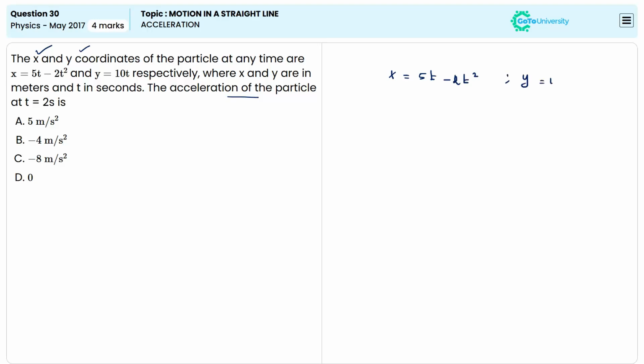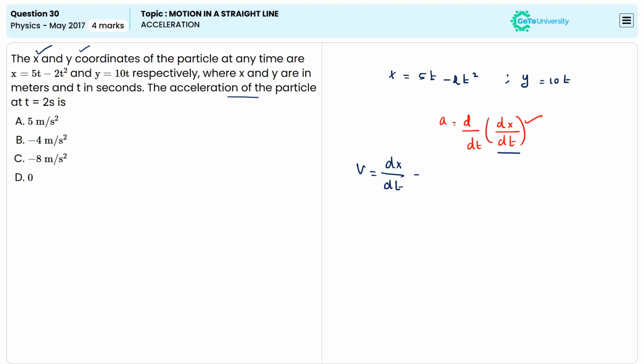Similarly, y is given as 10t. Here the question is about acceleration. It's known that the double differentiation of the displacement with respect to time will give us the value of the acceleration. So first we can calculate the value of dx over dt, which is nothing but the velocity.